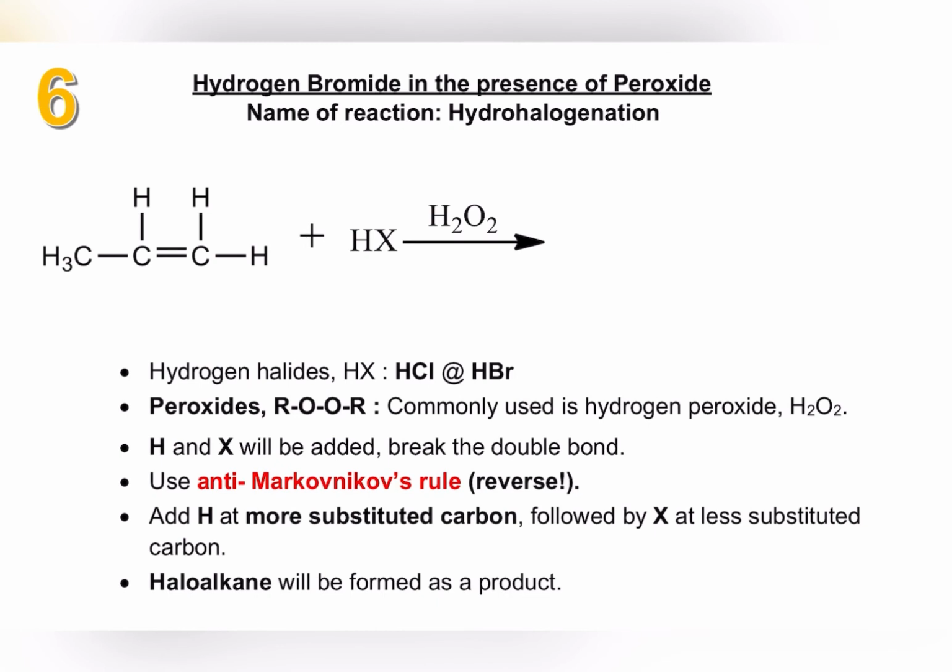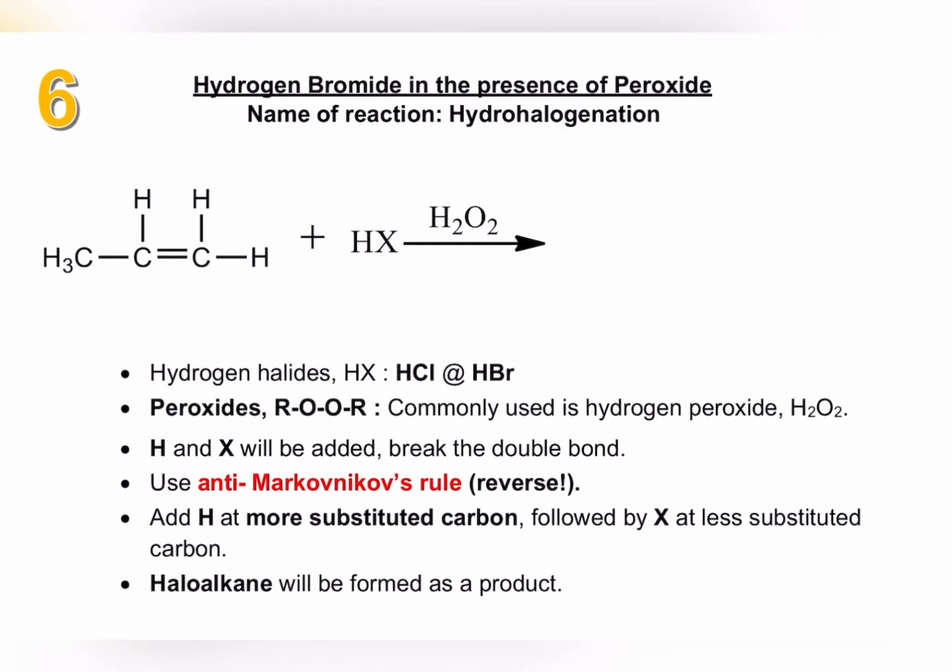Let's go to the last reaction, where I got hydrogen bromide in the presence of peroxide. And this reaction is the same as the fifth reaction. We call it as hydrohalogenation. When I talk about peroxide, I'm going to introduce to you a few peroxides that we can use in this reaction. The first one is hydrogen peroxide, where the chemical formula is H2O2. You can also write it down in the form of HOOH, or you can write it down also as H bonded to O bonded to O bonded to H. So this one is also acceptable.